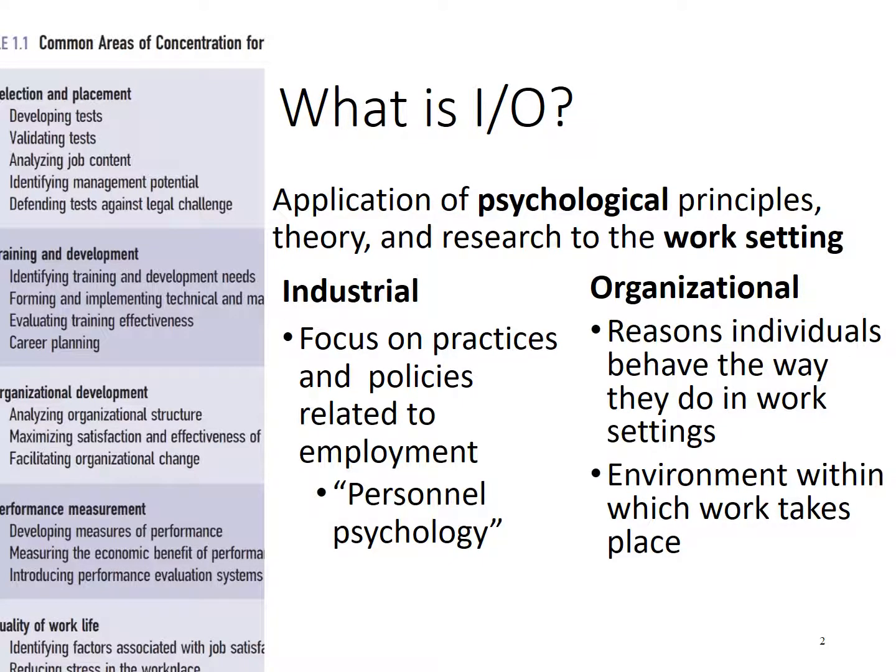I sometimes describe IO as being the intersection of psychology and business, with psychology reflecting the part of the definition about principles, theory, and research, and business representing the part about work settings. The part about psychology means that IO is very focused on people, including the way they behave and the way they think. The 2 parts of IO, the industrial and the organizational, represent the broad differences in how we can think about people at work, and there are even more specializations or focus areas within those categories. We'll talk about topics related to both industrial and organizational in class.